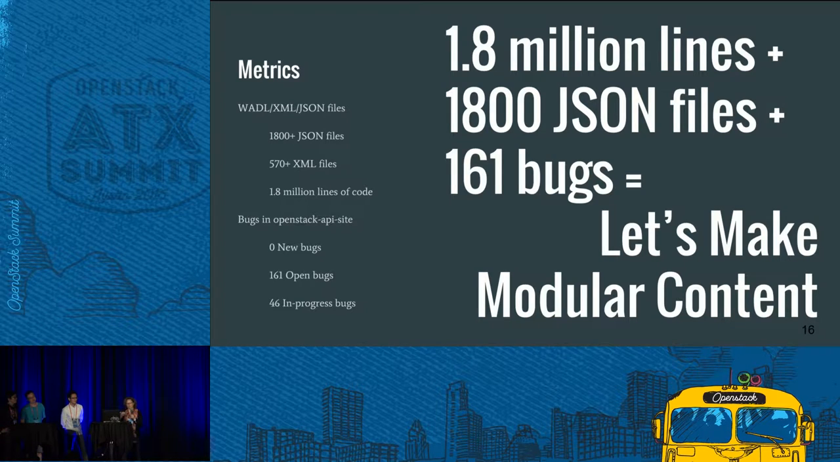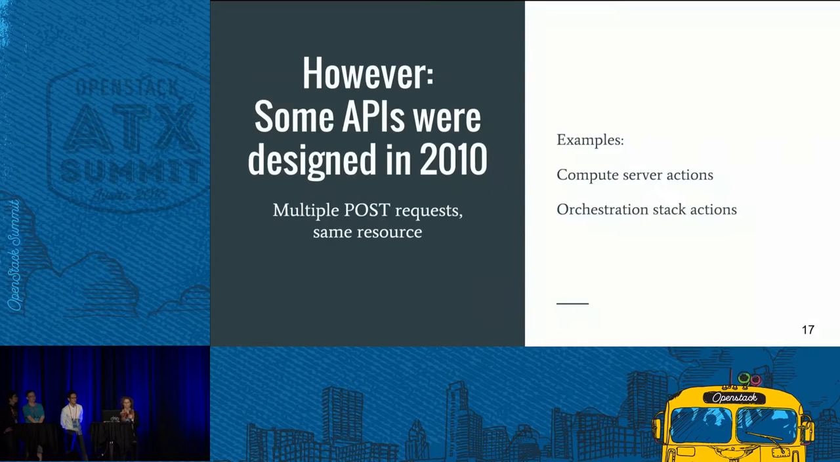But it also means that we need to look at how we can make this sustainable by spreading it out across the 25 services that need to write this doc, right? So it's a lot for one core team. I think we all can accept that as truth.